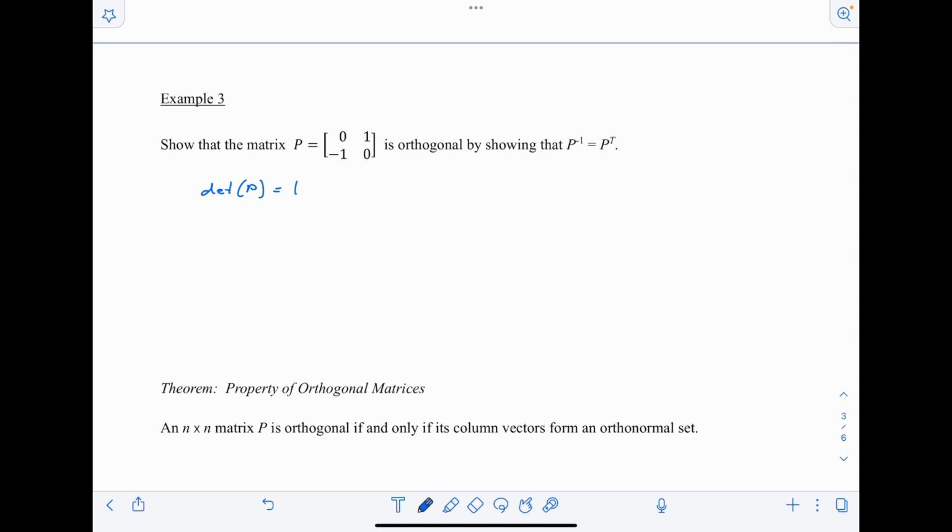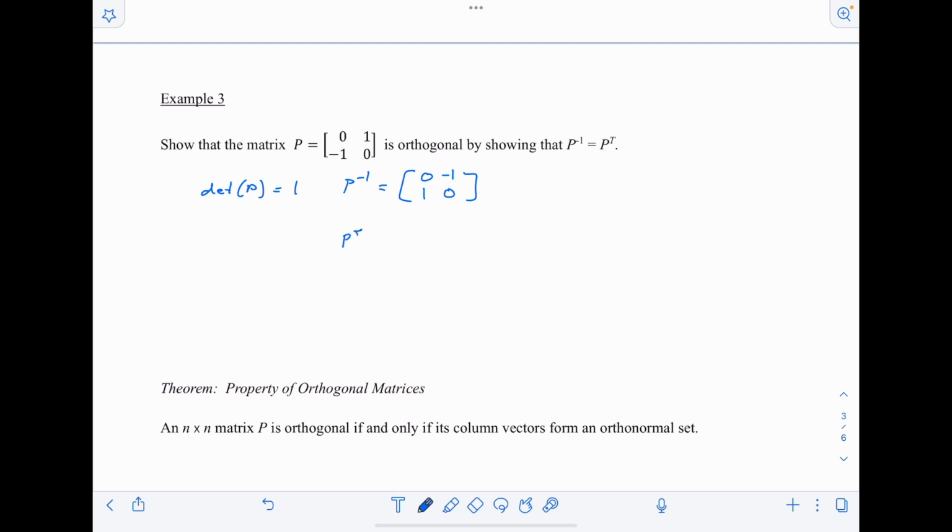So remember, in a 2 by 2 matrix, you can find its inverse by switching the diagonals along the main diagonal and then changing the signs of the other two. But if the determinant isn't 1, you have to multiply it by 1 over its determinant. So that's why I wanted to find its determinant. So in this case, its inverse: the zeros stay where they are, the ones change signs, and that's our inverse matrix.